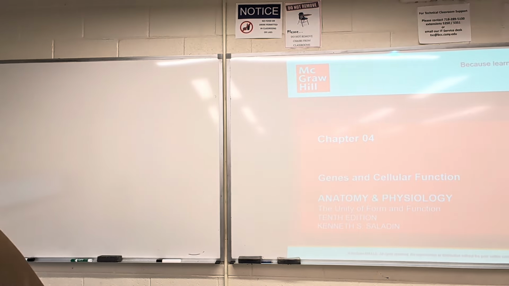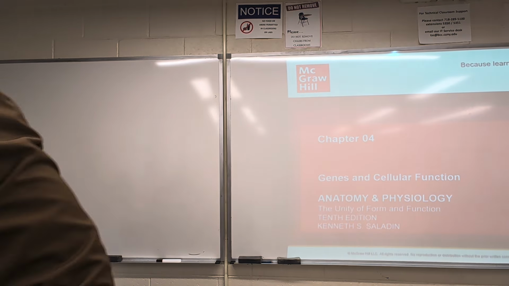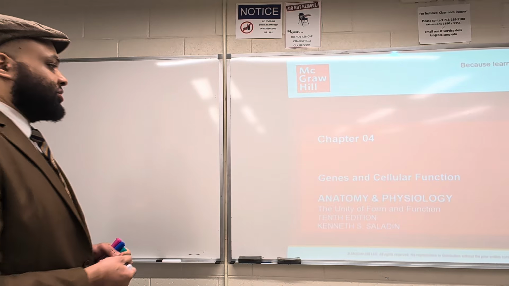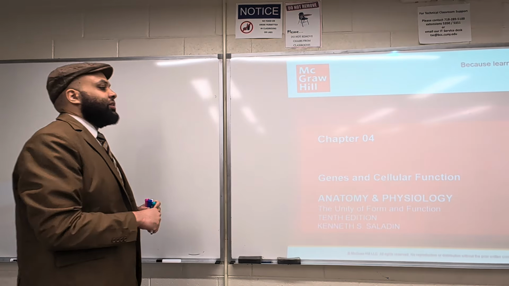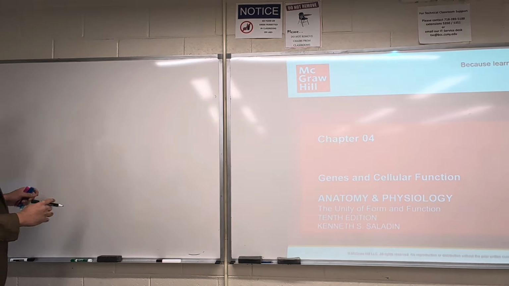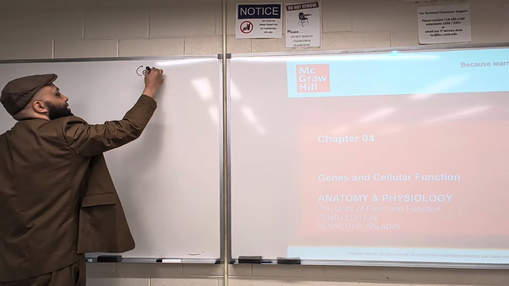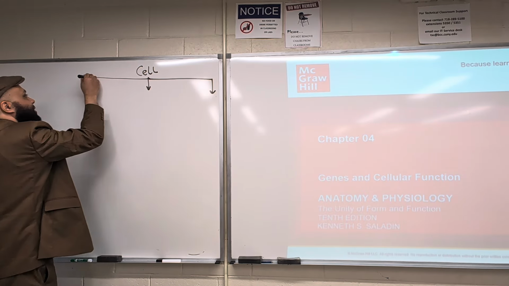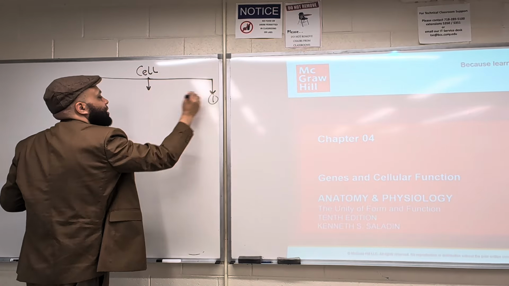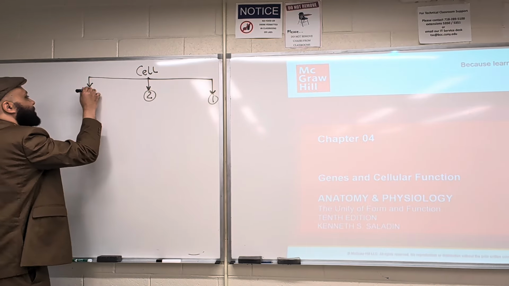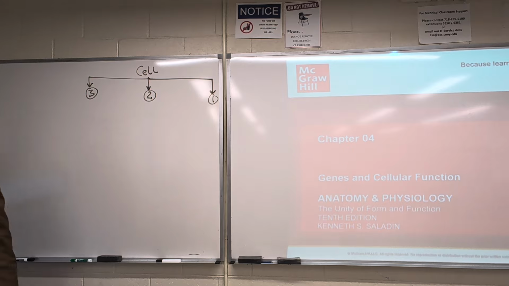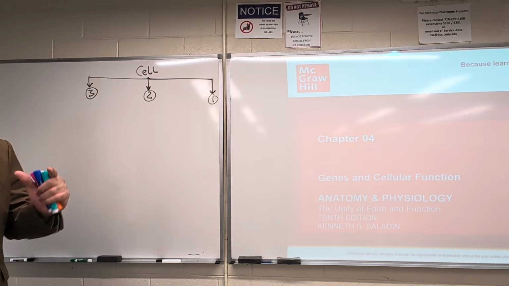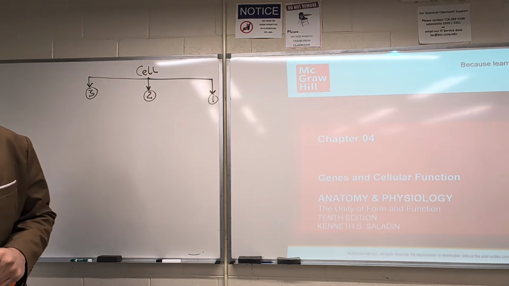Okay, so chapter 4 is all about the central dogma of biology. So we have genes and cellular function. If you remember, the cell is divided into three separate compartments: compartment number 1, compartment number 2, and compartment number 3. What are the three compartments that make up the cell? Structurally, anatomically, physiologically, functionally. What are the three compartments?